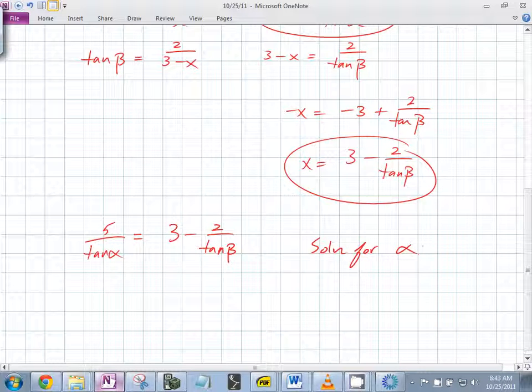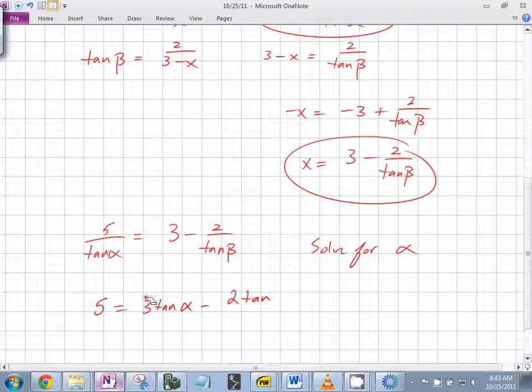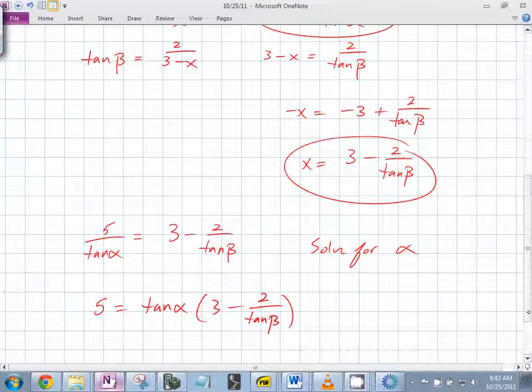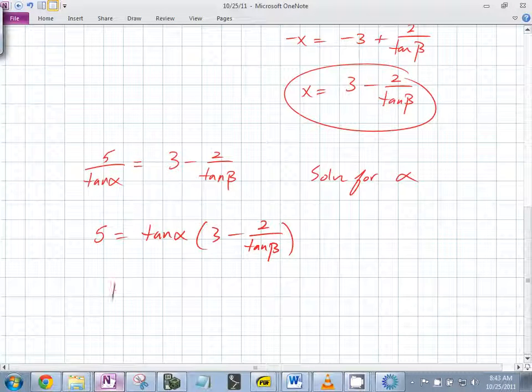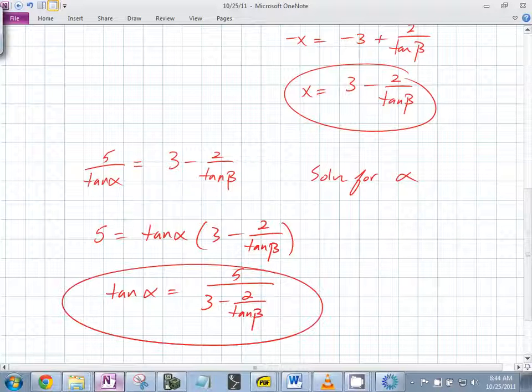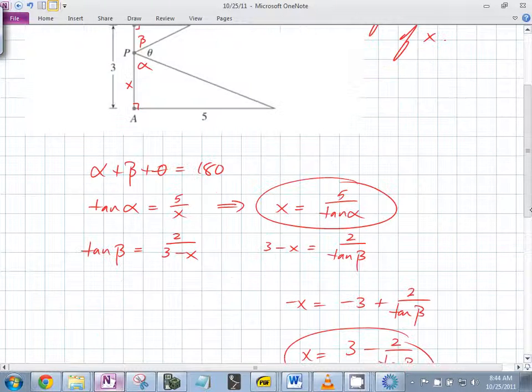So what do we want to do here? Well, you multiply both sides by tan alpha. So 5 equals 3 tan alpha minus 2, factored out. Okay, so undistributed. I like that. 3 minus 2 over tan beta. Now divide both sides by 3 minus 2 over tan beta. So tan alpha is going to be 5 over 3 minus 2 tan beta. So we have tangent alpha in terms of tan beta. Okay, that's something.